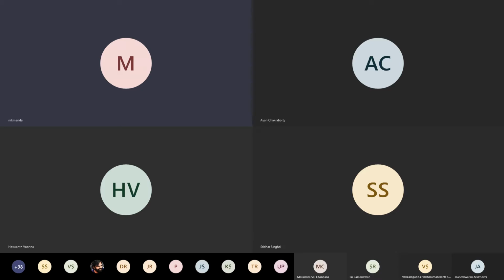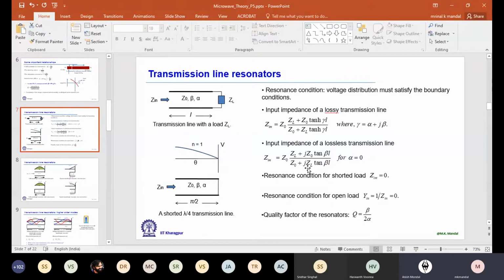Okay, I'm coming back again. So can you repeat it again? Why will half wavelength have greater quality factor? It is using the thumb rule, which we discussed previously.